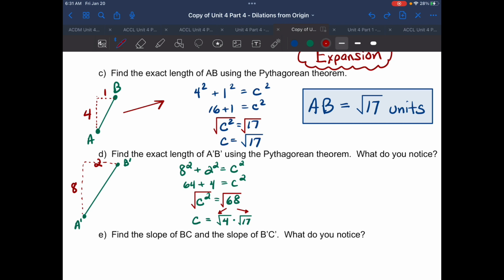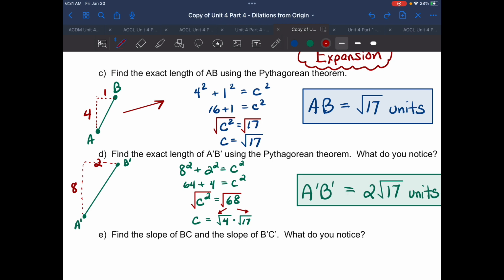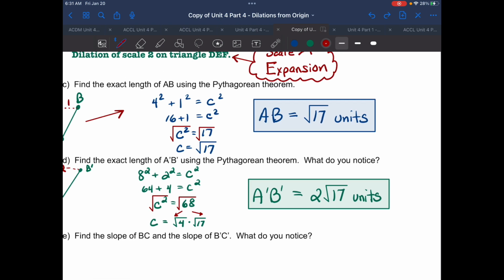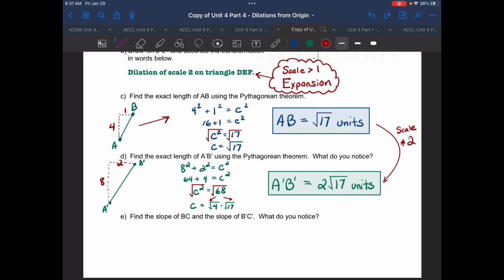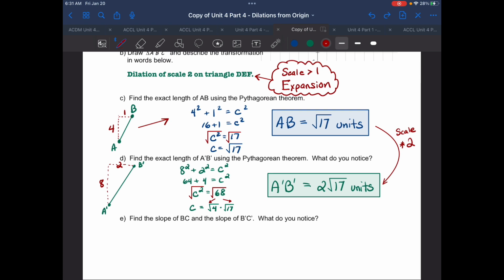But this is high school, and we know that we should be simplifying our radicals. So 68 is actually divisible by 4, and that is 4 times 17. So what would be the simplified version of A prime, B prime? That's right. It will be 2 radical 17. And that makes a lot of sense because our scale factor was 2, and this is double what AB was, right? Radical 17 doubled.